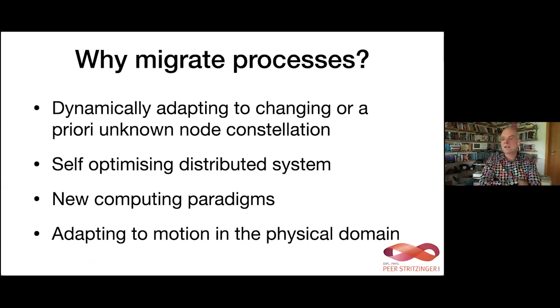Let's have a little bit of fun with process migration. So why do we want to migrate processes? If anything changes, nodes get crowded, nodes disappear, then we probably need to migrate processes elsewhere. When a node disappears, it's hard to migrate away from it, but maybe you need to route around it. A dynamic, self-optimizing distributed system would be a very useful building block if our processes could just jump from one node to the other without disruption.